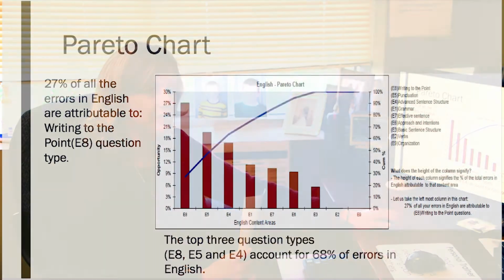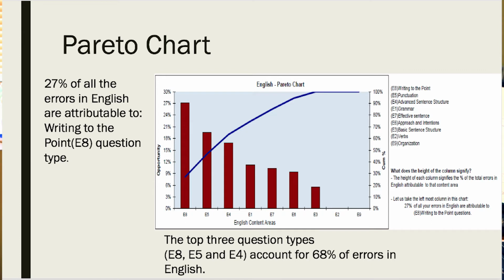You will also receive a Pareto Chart. This is part of the report that you'll receive, and you get one of these for each section. It will show you a bar graph, and it will tell you the top 3 question types that your student can work on. In this particular student, it accounted for 60% of their errors in English. So again, it's talking about writing to the point, punctuation, and advanced sentence structure.